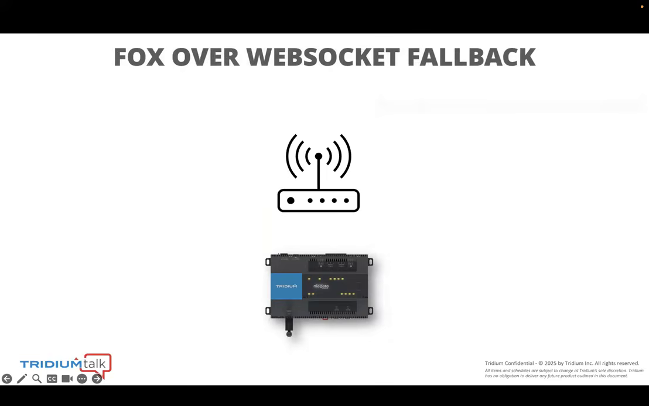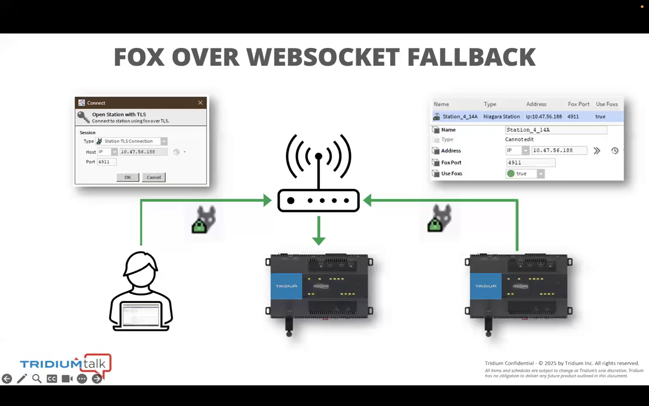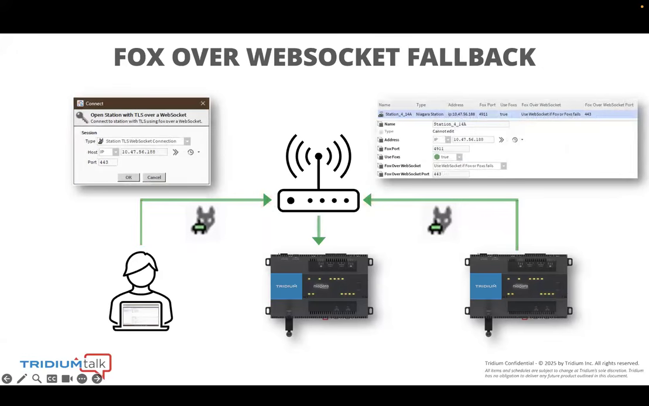Another great benefit of Fox over WebSocket is that it can act like a fallback if a standard Fox connection to the station is disrupted. So let's say we've got our Fox connections up and running, but then for whatever reason, that connectivity is lost, maybe due to a firewall change or a network issue. In that case, Niagara will automatically attempt to reconnect using Fox over WebSocket. This gives you an added layer of resilience, especially in environments where network conditions can change unexpectedly.